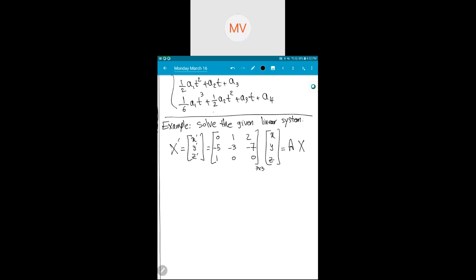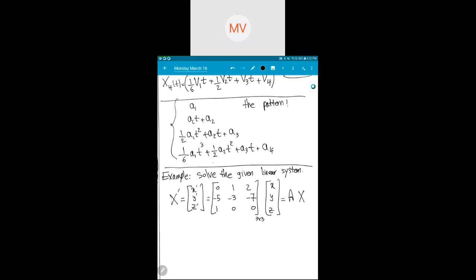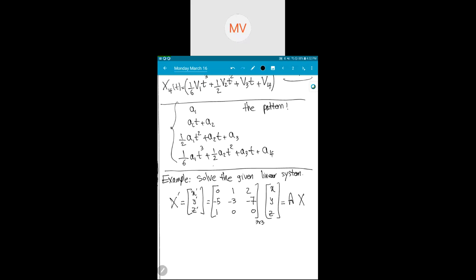So for an x sub 5 of t, would it be 1/8 v1 times t to the 4th? You're talking about if I continued this pattern to the next term? Yeah, so if it was t to the 4th. No, it would be 24. Think about it. What is the antiderivative of t to the cube? T to the 4th over 4, right?